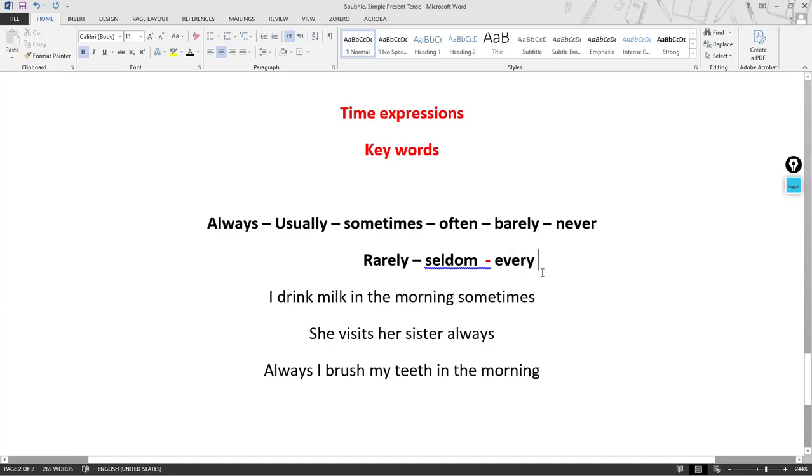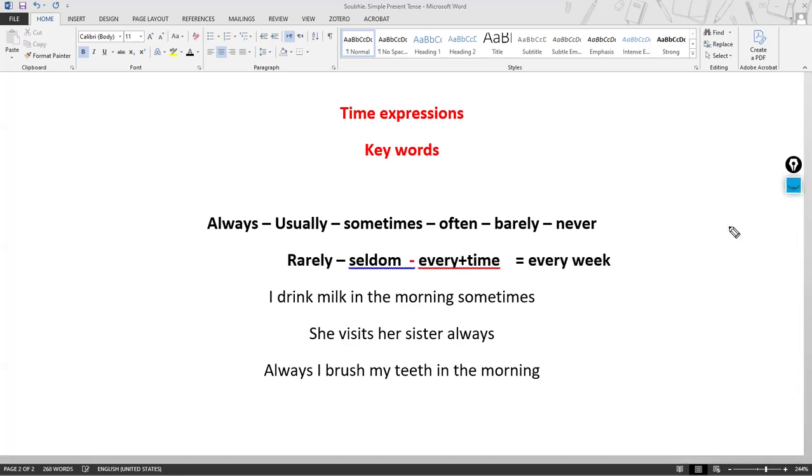But be careful because you have to use every all the time with a time word. What do I mean? Every day, every week, every hour, every month, every year. When we say every, it means 100%, we do this action repeatedly. If I want to say, I visit my sister every week, it is a repeated action. I brush my teeth every day, a repeated action. All the time, use every with time.